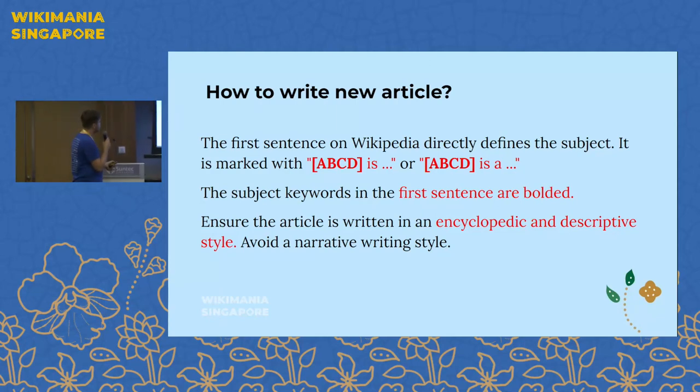Subject keywords in the first sentence are bolded. For example, if you're writing an article about a person, you would put the name of the person in bold text. Or if you're writing about a place, same with the place name. So it gives a reader immediate feedback that they are at the right article.